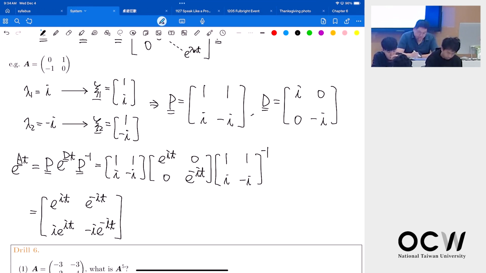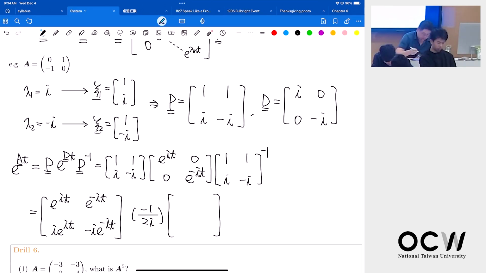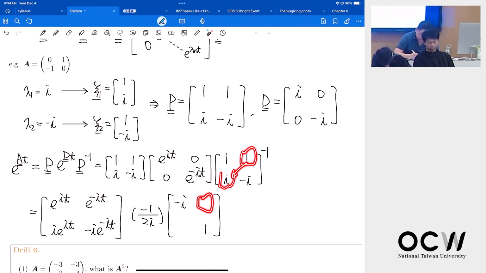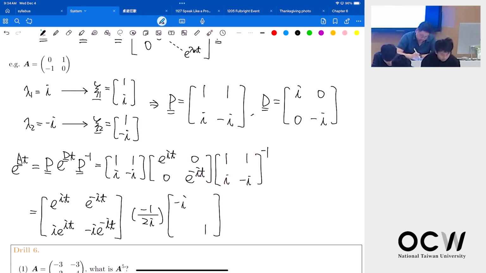Okay, now let's review how we find the inverse. The determinant. And then since it is 2 by 2, just switch. Or you can see that here, and for this part, 1, minus i, 1. To have this part, we need to go to the diagonal, the symmetric one. So this is 1 and minus i.